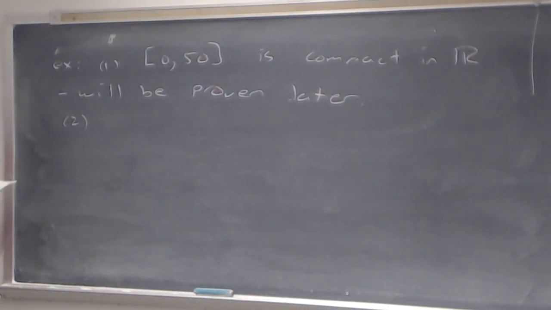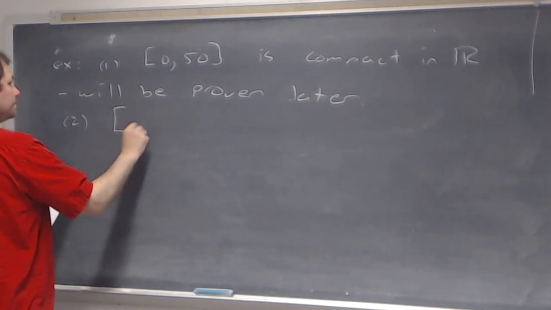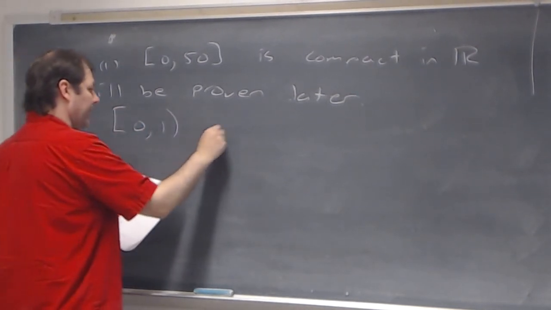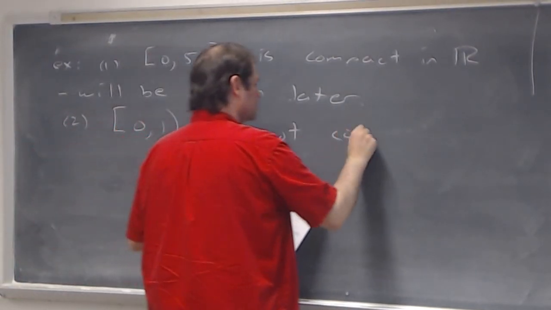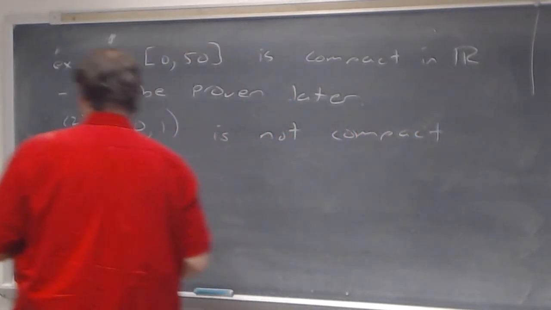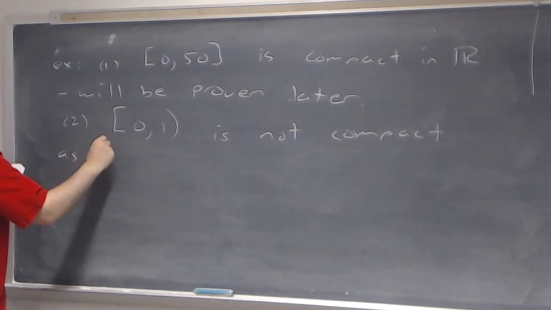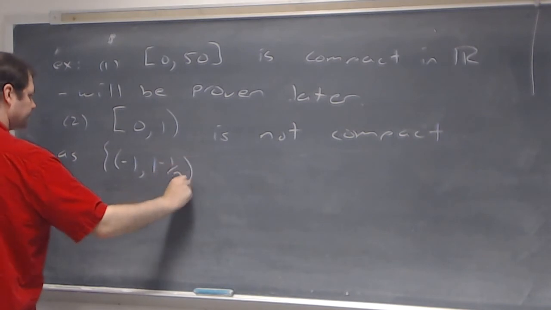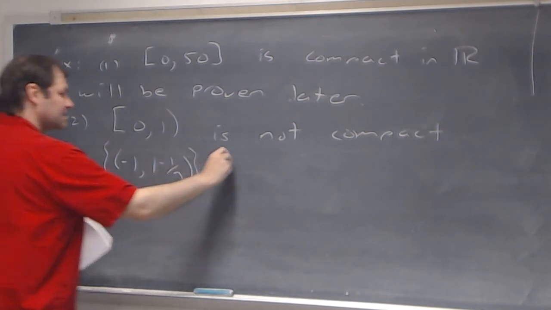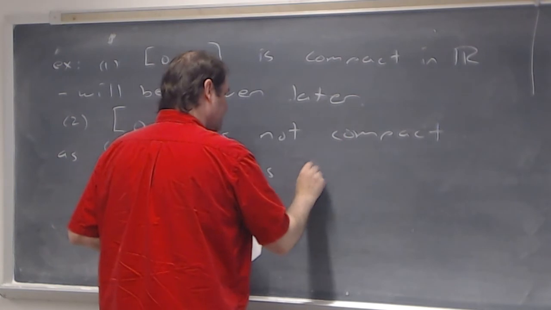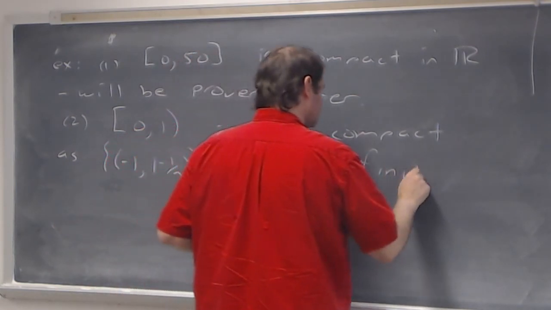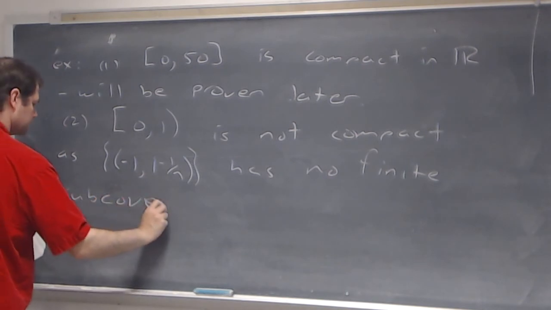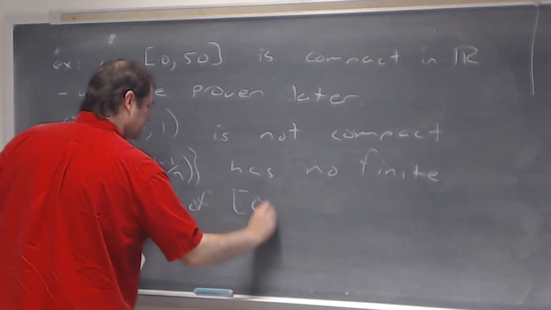Second, this set 0 to 1, open in this fashion, is not compact. Here's an open cover for it, one we've already seen, 0 to 1 minus 1 over n. Okay? But this open cover has no finite subcover of 0 to 1.